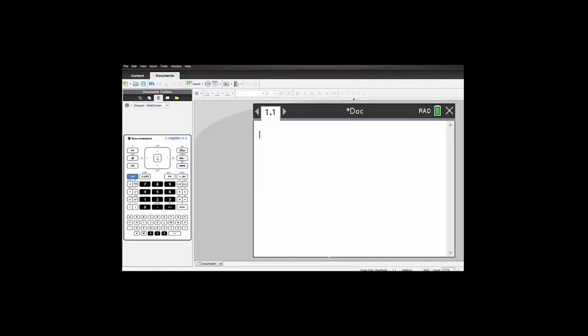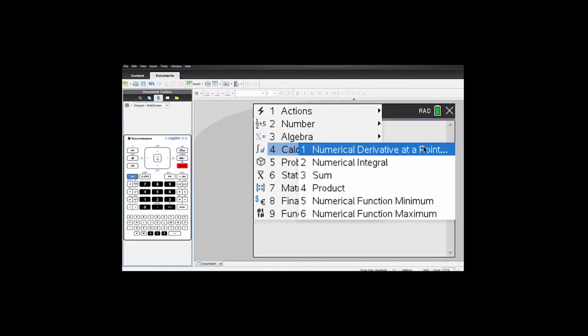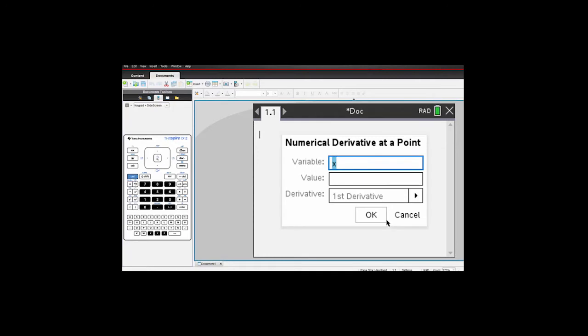So when you're doing this on your calculator, what you need to do is go to a calculator screen, and then you're going to go to menu, and you're going to go to calculus, and then numerical derivative at a point. So that's basically meaning we're finding the derivative at a given point. Now our variable is x. The value that we're wanting to find the derivative of is where x equals 4, and we're going to look at the first derivative and then press OK.